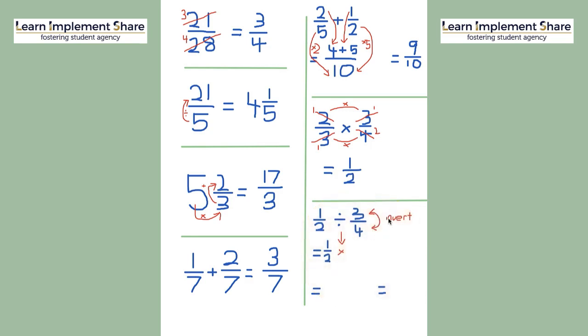When we divide a fraction by a fraction, we invert and multiply. So we invert the second fraction and change the division sign to a multiplication sign. So this becomes 1/2 multiplied by 4/3. Then we cancel down appropriately, and that's why we end up with 2/3.